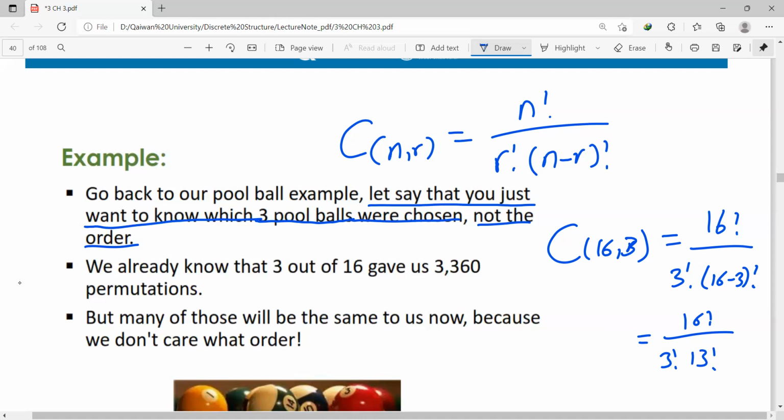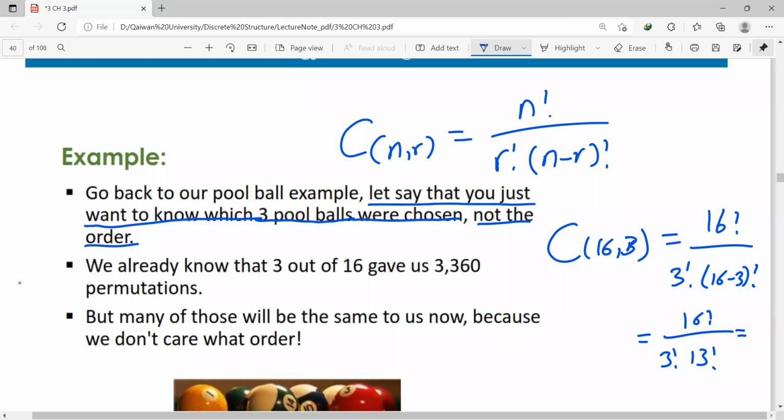Here we can cancel these out, so you get only 16 times 15 times 14. Okay, and 3 factorial is 6.